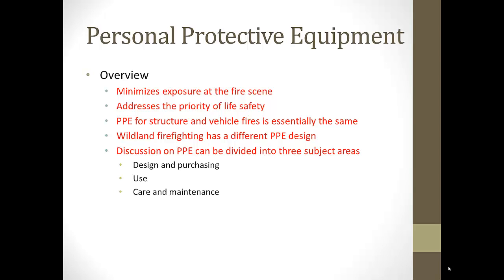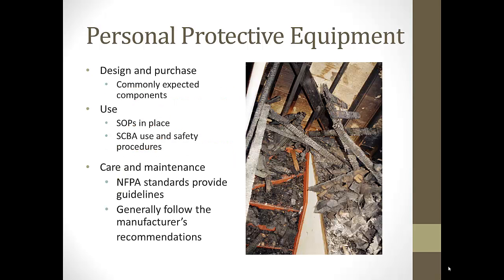So when we discuss PPE, it can be divided into 3 areas: designing and purchasing, use, and care and maintenance. So design and purchase. They're commonly expected components, typically going to follow what NFPA says. Now departments can add extra things on there if they want. One of the things that you'll see now is that the turnout pants, some people call them bunker pants, are now starting, some of them you can also get a class 2 harness built into there for firefighter rescue. So that would be something a department might want to add.